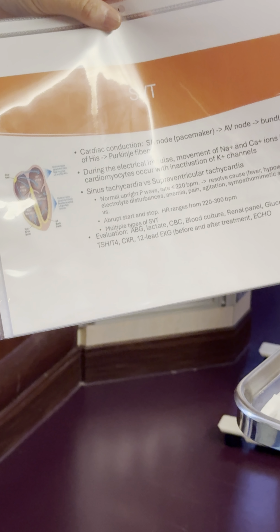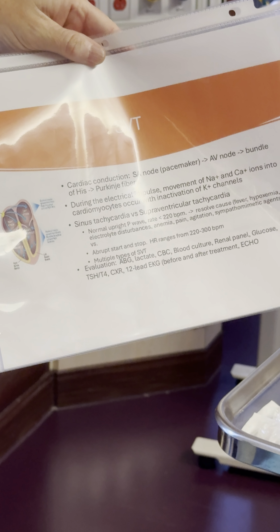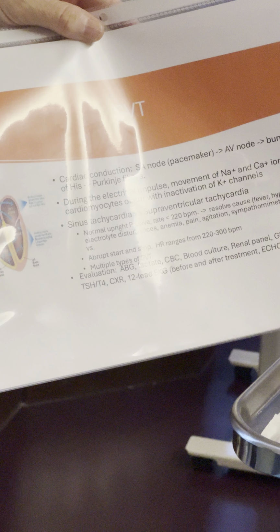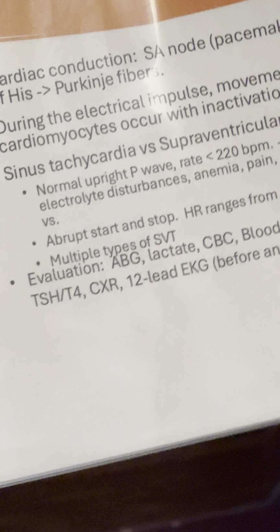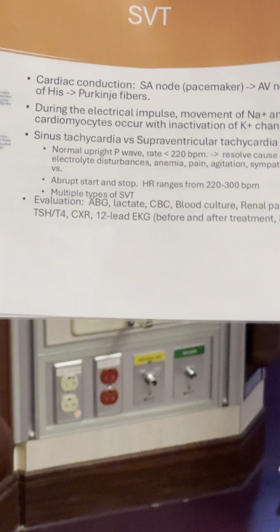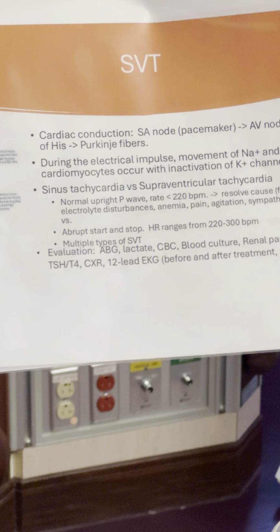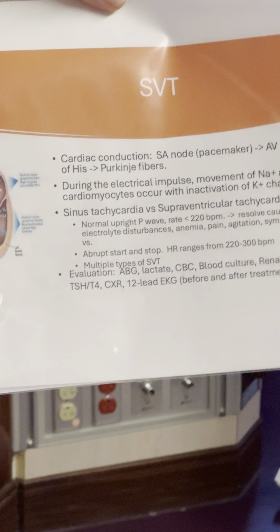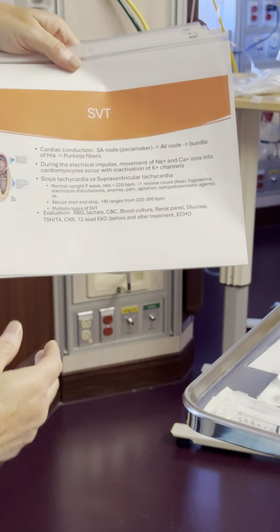And we define sinus tachycardia as up to a heart rate of 220. It's usually gradual. You'll see the baby's heart rate go to 170 for a while, then it'll go to 180, then all of a sudden we're up at 220 and we don't know why. So before we determine that we have SVT, we want to rule out anything that could be just sinus tachycardia. SVT is also usually an abrupt start and an abrupt stop. So there's not a gradual increase.